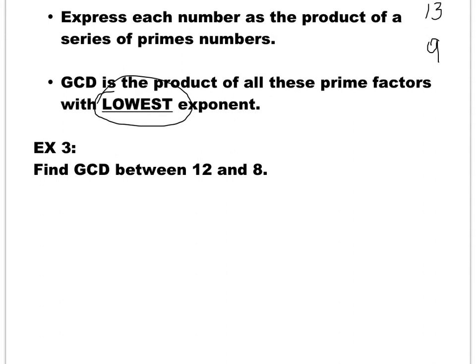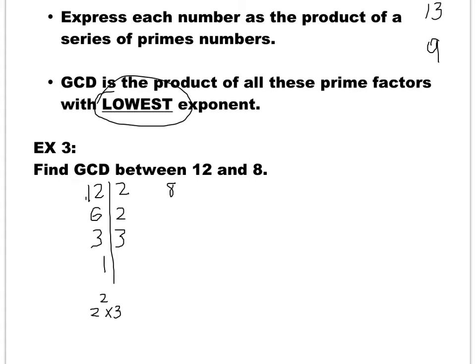Let's say I give you numbers 12 and 8, and you are asked to find the GCD of 12 and 8. So again, I'm going to write 12 and then find all the prime factors. The first prime factor that I try to divide 12 with, other than 1, you always start from 2. So 12 divided by 2 gives me 6. Again, I'm going to start from 2. 6 is divisible by 2, so I divide 6 by 2, I get 3. Now, 3 is not divisible by 2, but it's divisible by 3. And I get 1. I'm going to stop right there. So I can write 12 as 2 exponent 2 times 3.